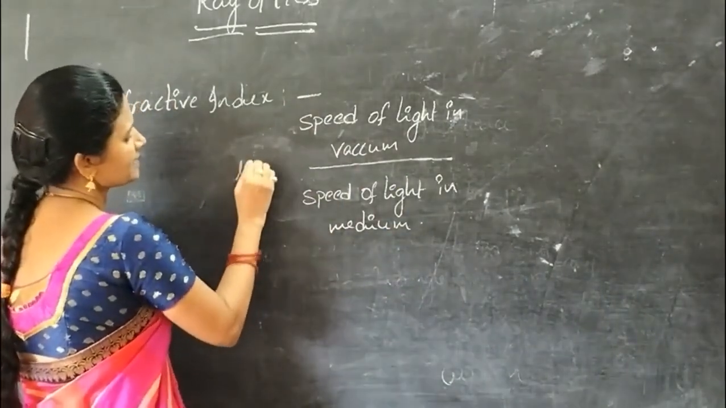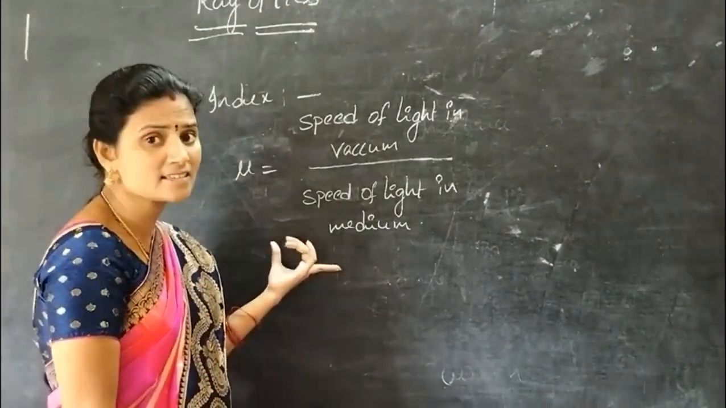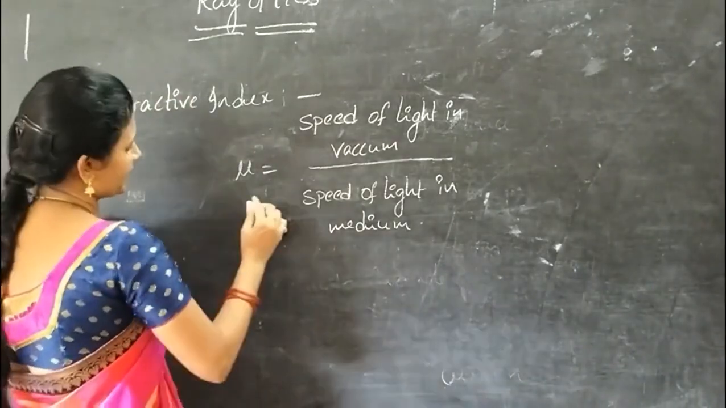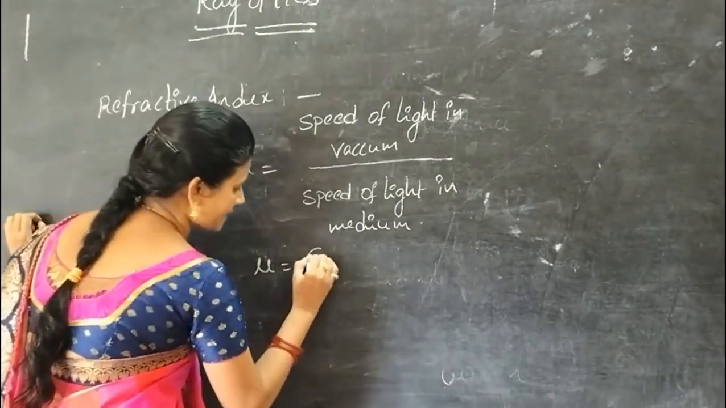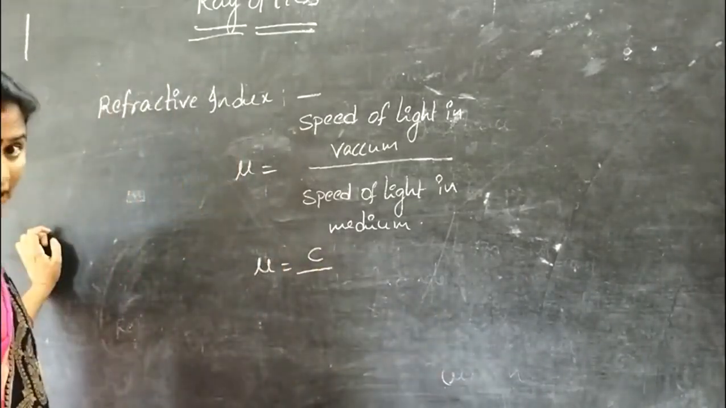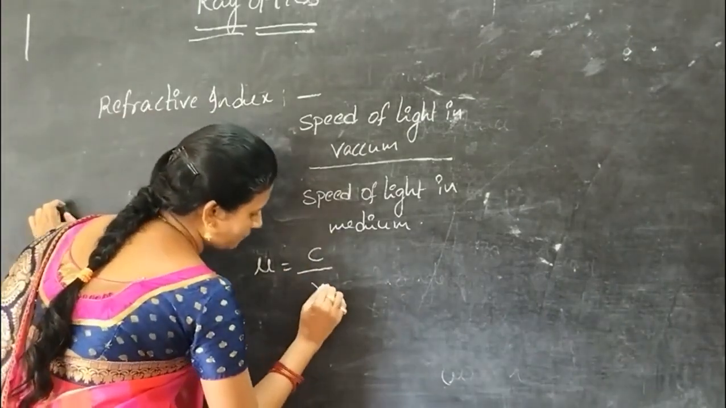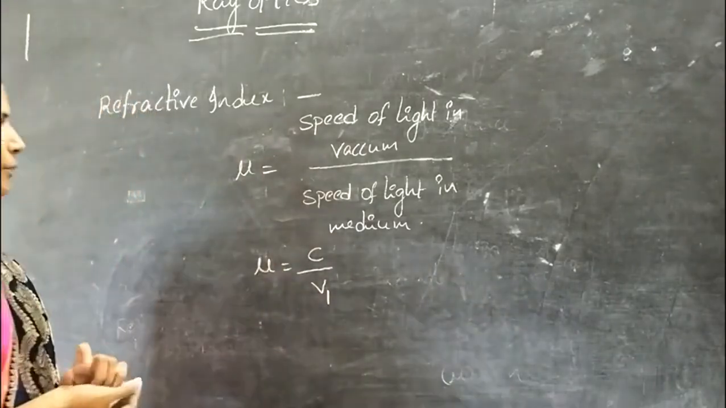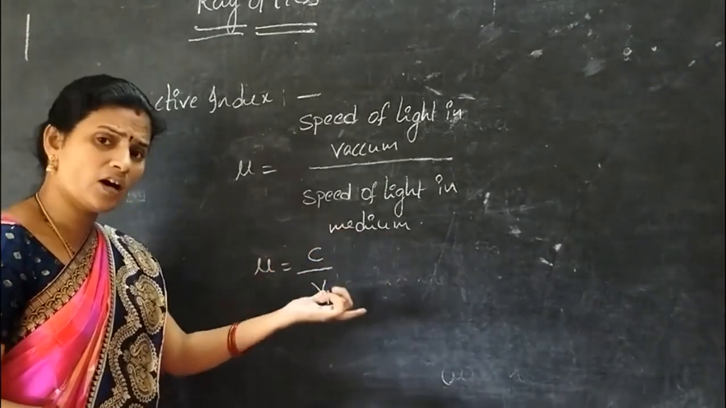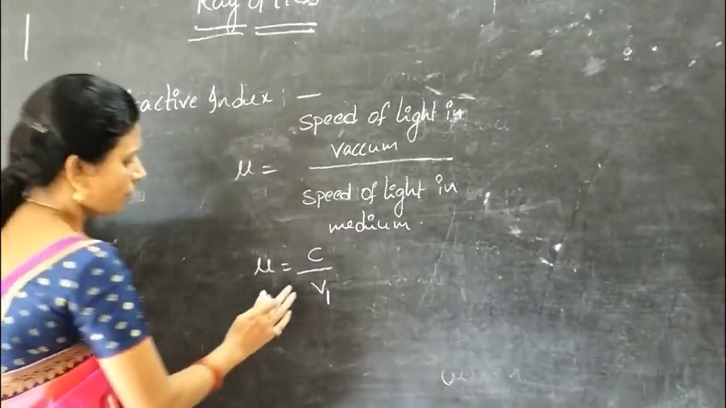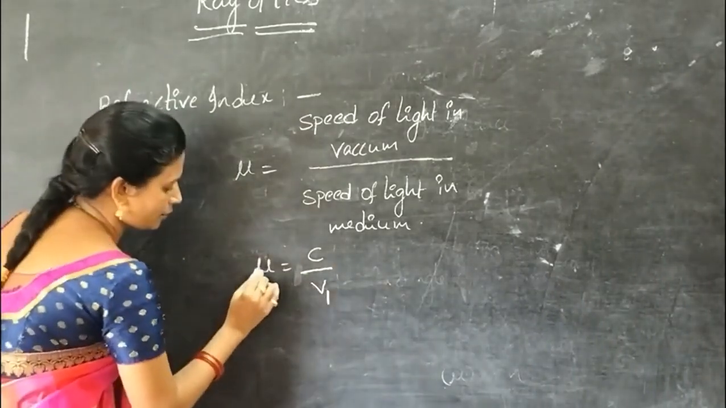So refractive index is a ratio, and that's why it has no units. Suppose, for example, the speed of light in vacuum is c, which is 3 into 10 power 8 meters per second, as we know. And the speed of light in a medium, whether water or glass or any other, is v1. So c by v1 is the refractive index mu.